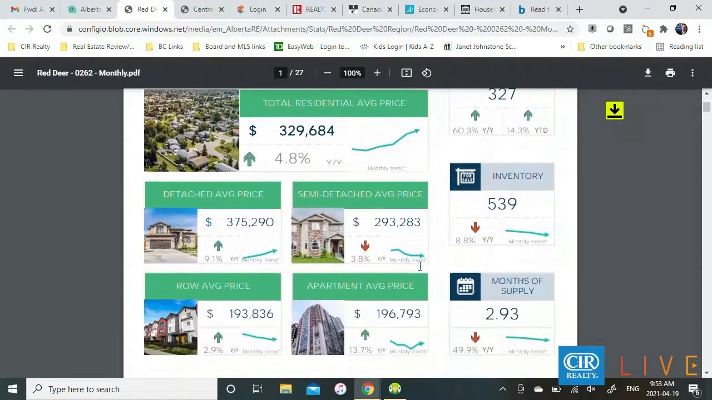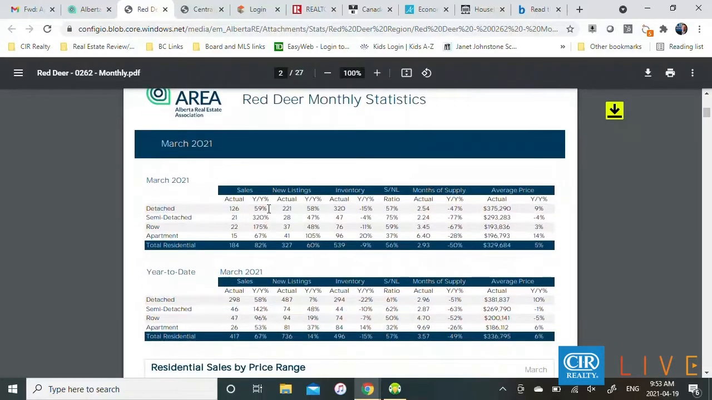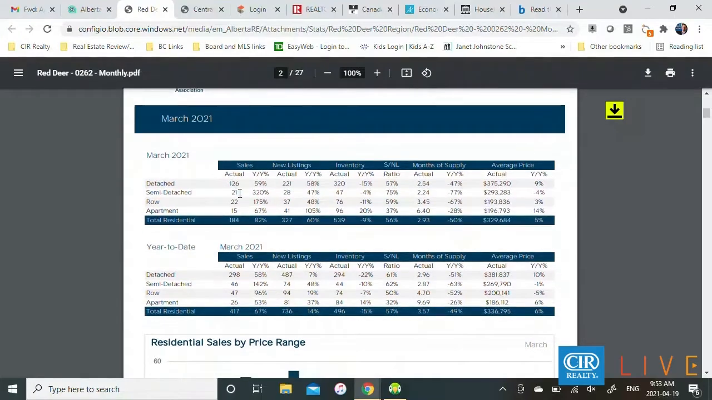Now, some of the things that I'm looking at, I'm glancing through those, but I love this line as far as what segment of the area or the market is doing. Sales are up 59%. New listings are also up 58%. So that tells me that our inventory is eventually going to start to grow. We're actually down year over year 15% in Red Deer for the detached segment. Months of supply is how long a market can sustain itself without any new inventory coming on. Really a competitive, balanced market.